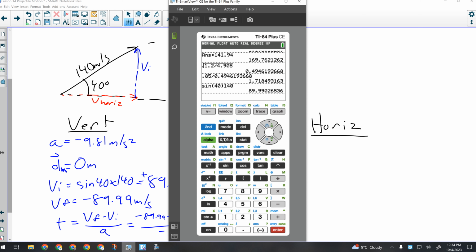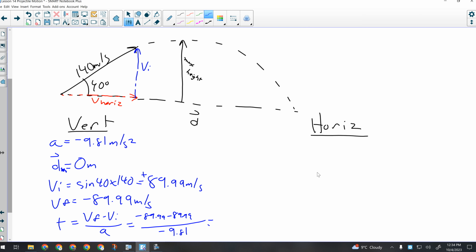So since negative 89.99 minus 89.99 is 89.99 times 2, I'm just going to do that as a shortcut. Hope everyone's okay with that. Okay, now I'm going to divide that by 9.81, imagining those are both negative. Okay, the cannonball's in the air for 18.35 seconds. Okay, is that a long time? Pretty long time. Okay, so 18.35. Okay, can that go over here to the horizontal information?